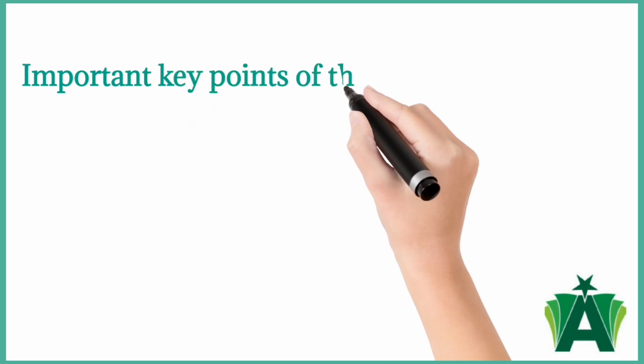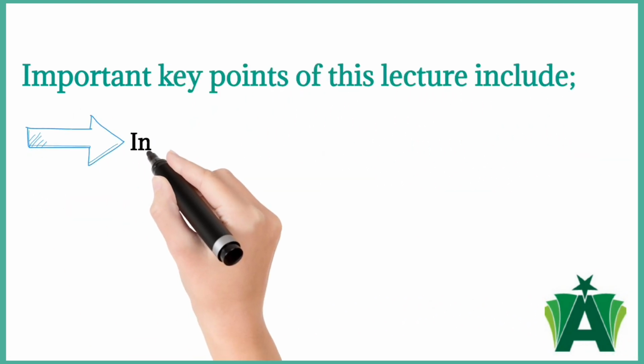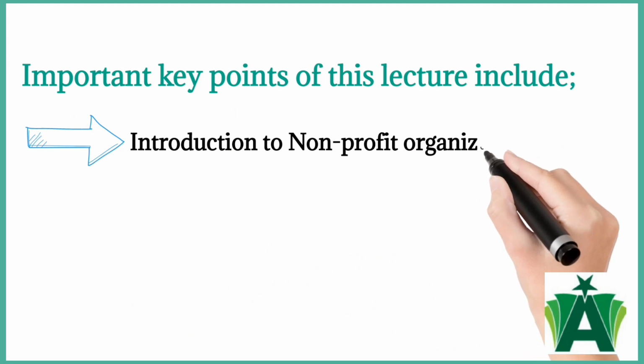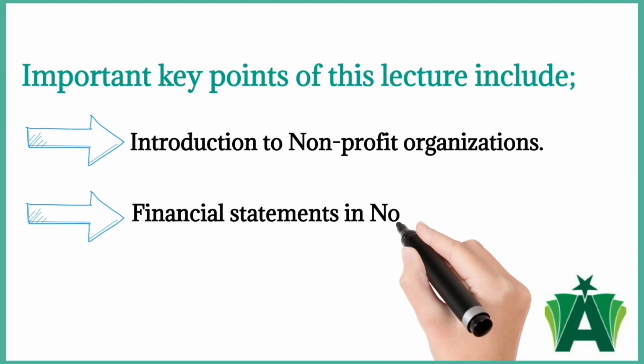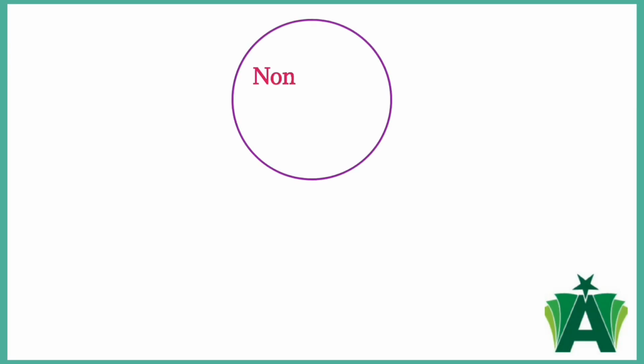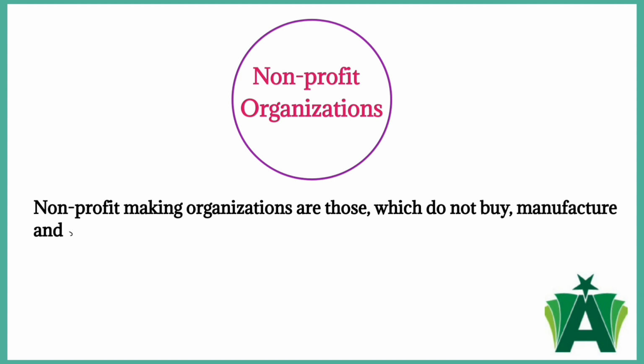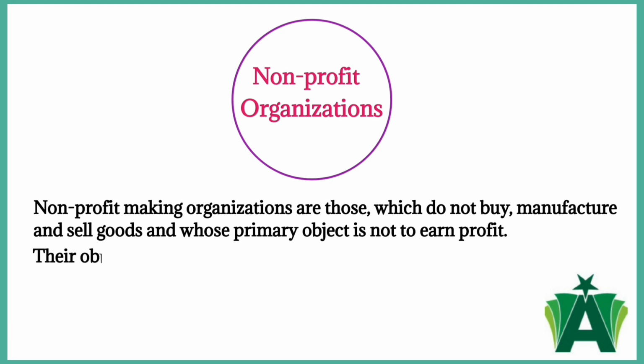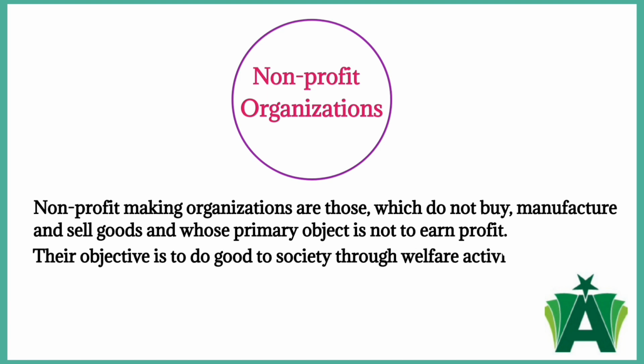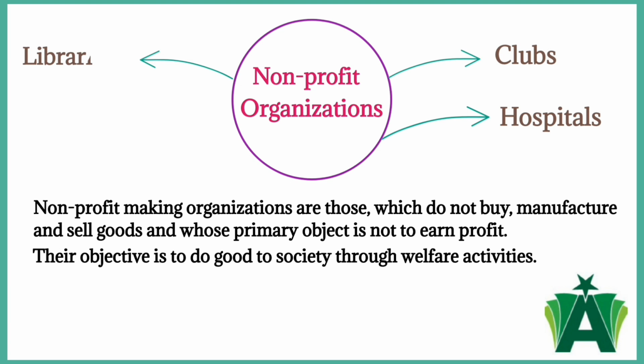Important key points of this lecture include Introduction to Nonprofit Organizations and Financial Statements in Nonprofit Organizations. Nonprofit organizations. Nonprofit-making organizations are those which do not buy, manufacture and sell goods and whose primary object is not to earn profit. Their objective is to do good to society through welfare activities. Examples: clubs, hospitals, libraries, trade unions, etc.